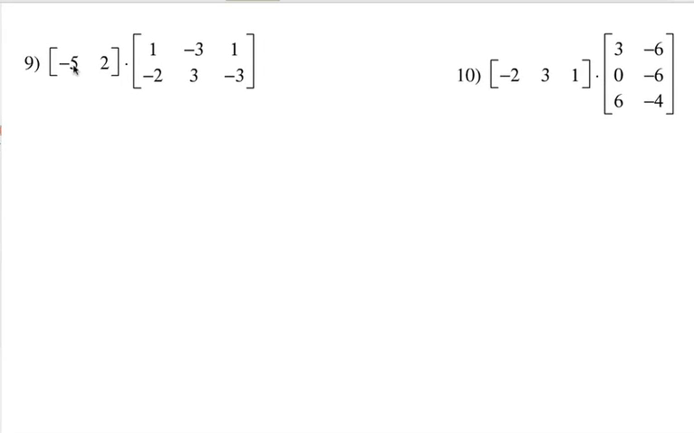All right, we have a 1 by 2 multiplied by a 2 by 3. Believe it or not, those will match up just nicely. So go ahead and write those down and give it a shot. And number 10, take a look at that and good luck.